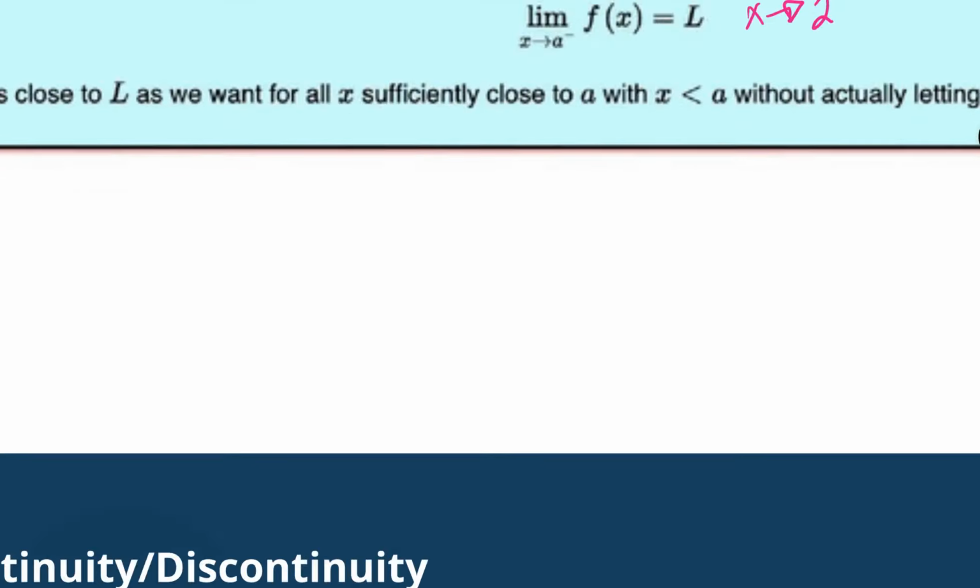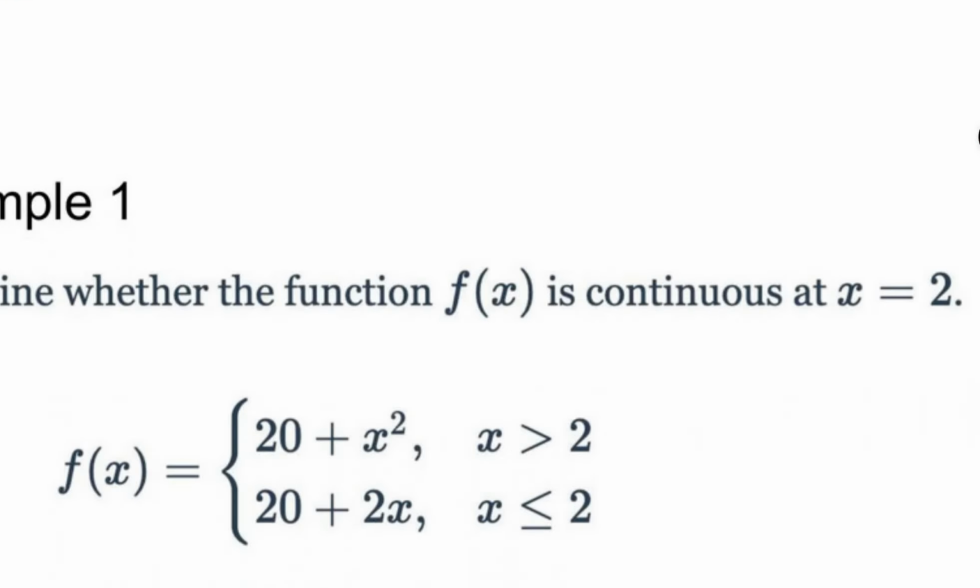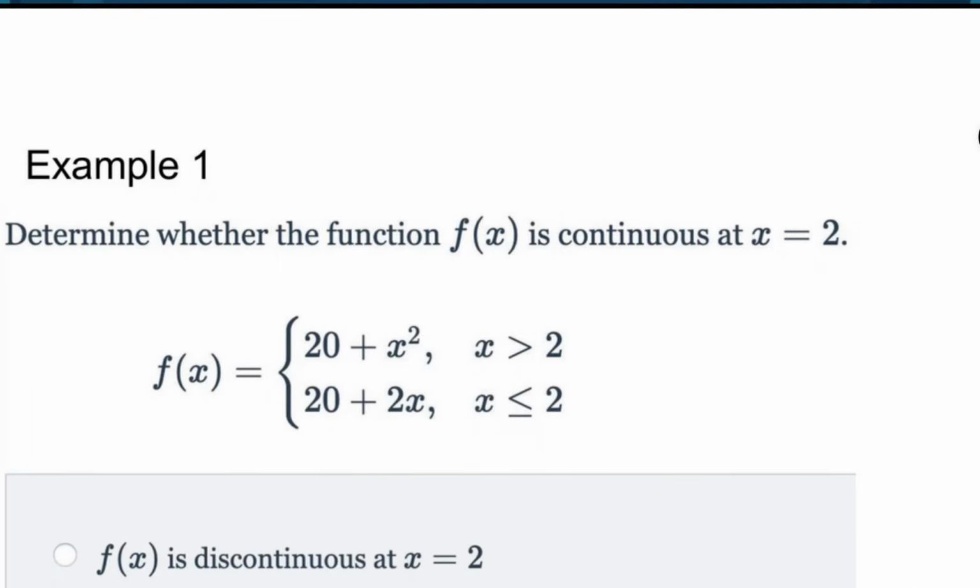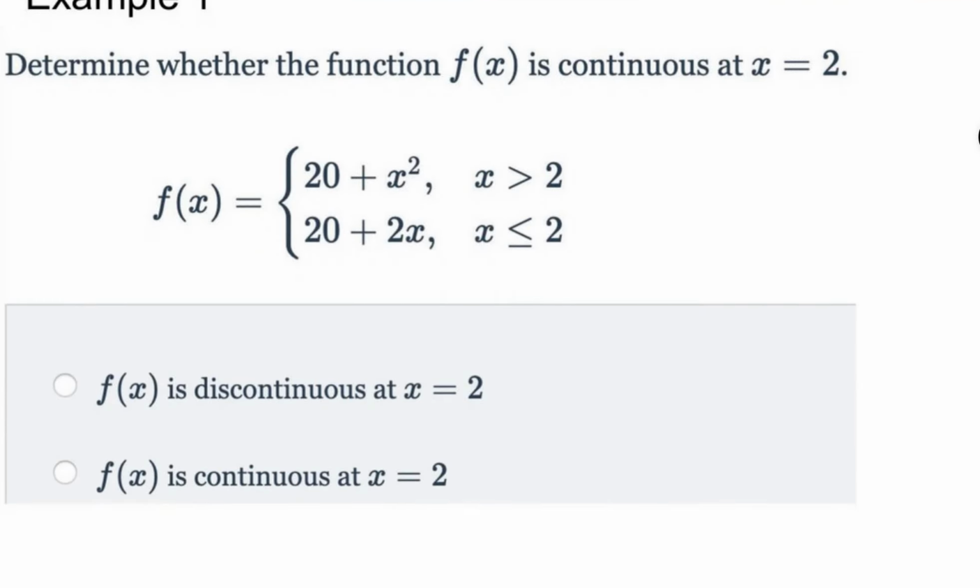Okay, let's go ahead and move on. So now we're going to talk about some examples. So I've given you a lot of figurative ideas, but let's do some more literal ones. So for a function to be continuous, it has to equal the same thing. It has to approach the same value from both sides.